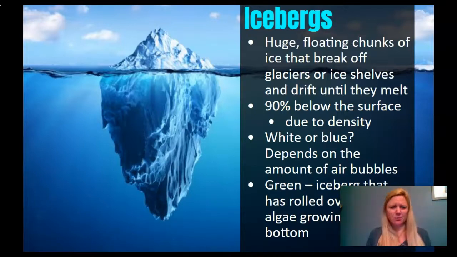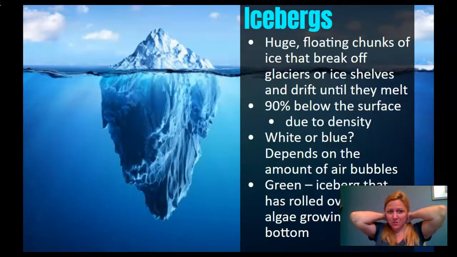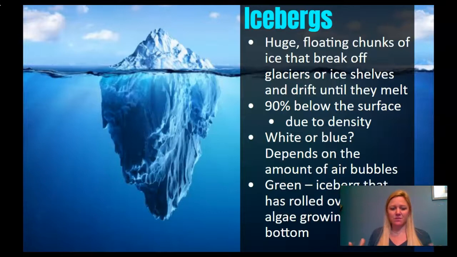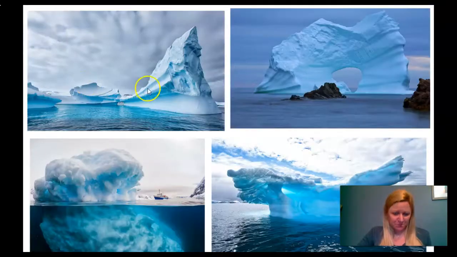But whether or not they're blue or white or kind of transparent looking has everything to do with the air bubbles trapped inside that ice. Depending on the conditions the ice formed under, how fast it formed, how compacted it was, it can have a lot of air bubbles or not so many. And how many air bubbles there are determines, when the sun hits it, what colors are absorbed, and it appears white or clear or blue. So these will float around for a while.